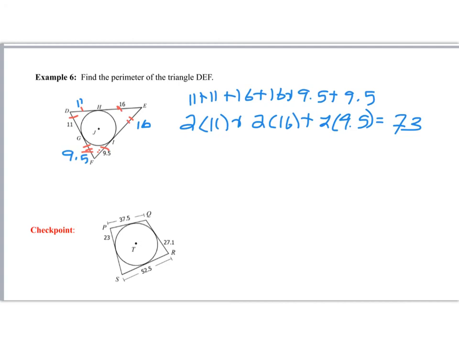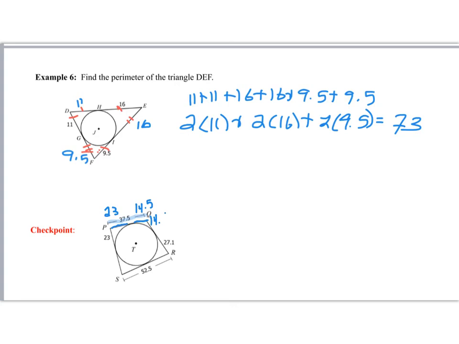So this next checkpoint, you're going to have to be a little careful, and you're going to have to think about how to do it. So actually, I think I'm just going to do this one with you. But if you want to give it a go, ahead and pause. But the first thing I need to figure out is how much each side is. And if you'll notice, this whole side is 37.5. But I do know that this little bit right here is 23. So if I go 37.5 minus 23, I get 14.5, which makes this side 14.5.